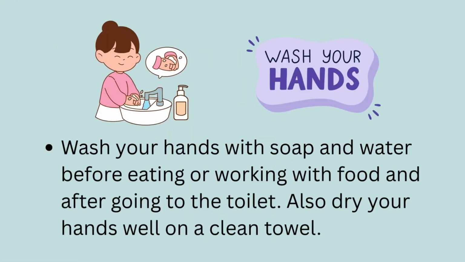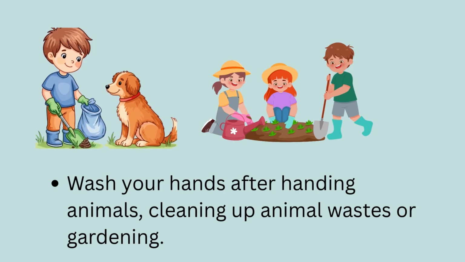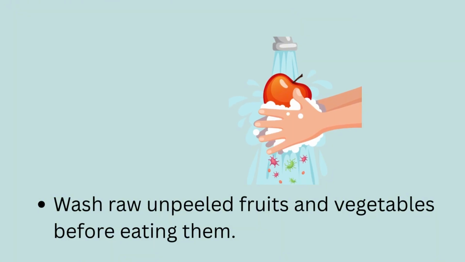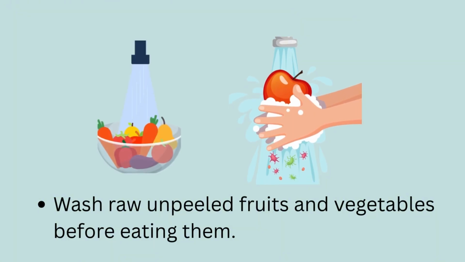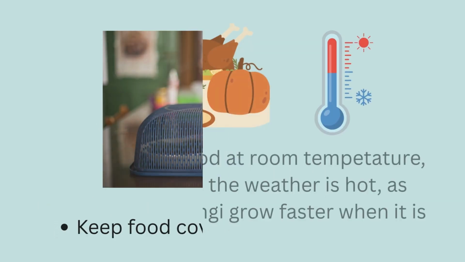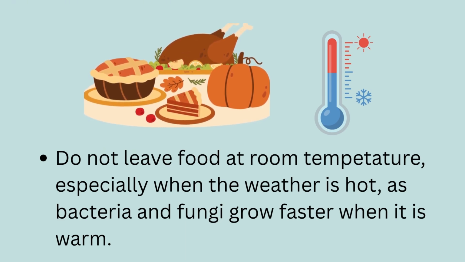Wash your hands with soap and water before eating or working with food and after going to the toilet. Also dry your hands well on a clean towel. Wash your hands after handling animals, cleaning up animal wastes, or gardening. Wash raw and peel fruits and vegetables before eating them. Keep food covered. Do not leave food at room temperature, especially when the weather is hot, as bacteria and fungi grow faster when it is warm.